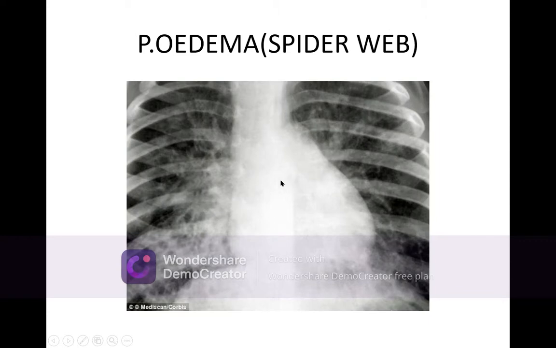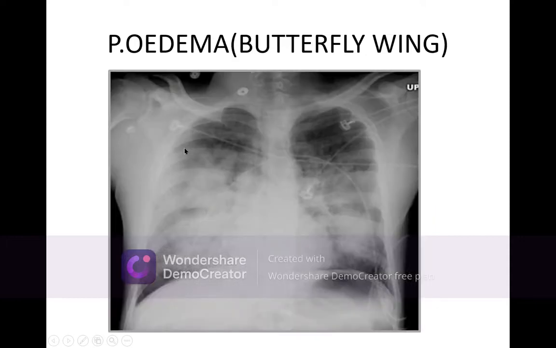If it is worse, then these lines become very reticulated, a mixture of lines on this side, spider web type. It is called a spider web appearance in pulmonary edema. It is a worsening sign of pulmonary edema. More than this is what is called butterfly wing. The lines are spreading now like a butterfly, which means the body is there, just like a butterfly wing appearance. Again it is a sign of worsening pulmonary edema.